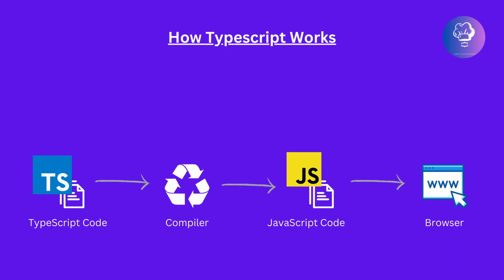And so when the browser gets its JavaScript code, it will display it to you as you have written the JavaScript code initially. So you don't have to do anything, just write your code in TypeScript, run some commands that I will show you in the next section, and the browser will understand what you want to say.